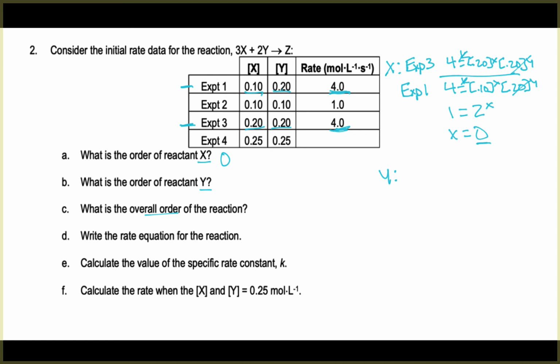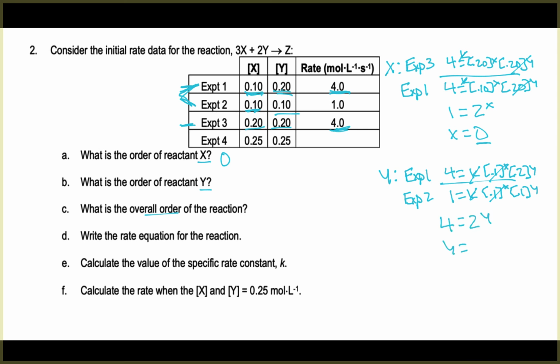we're going to use experiment 1 and experiment 2, because x stays the same and y changes. So this time I'm going to put experiment 1 on the top because the rate's larger, and then experiment 2 on the bottom. So 4 equals k, 0.1 to the x, 0.2 to the y, over 1 equals k, 0.1 to the x, 0.1 to the y. So k's cancel, x's cancel. So I end up with 4 equals 2 to the y. So y in this case would be 2.